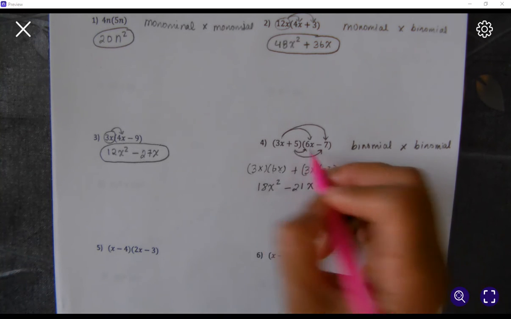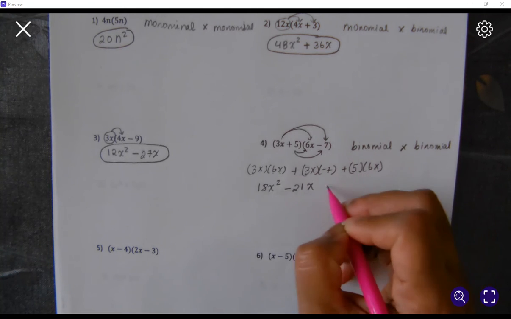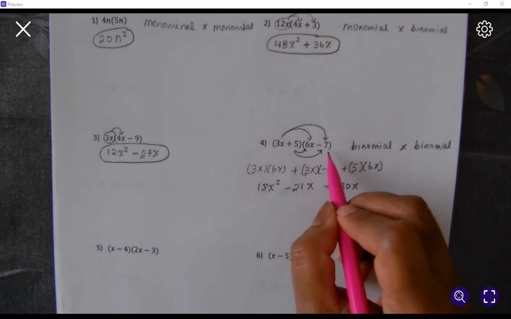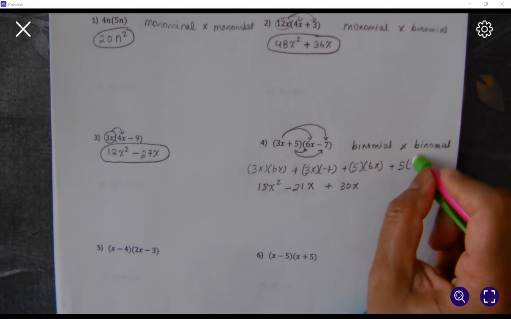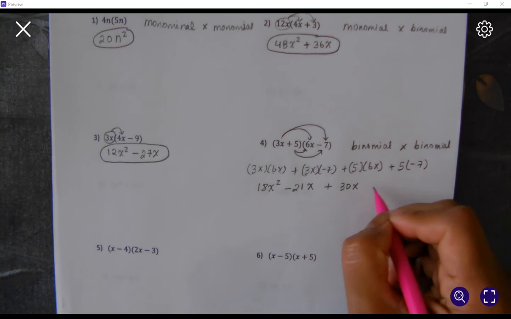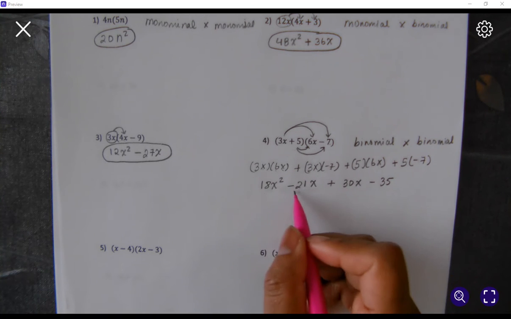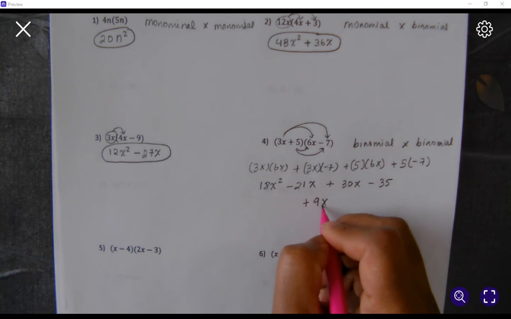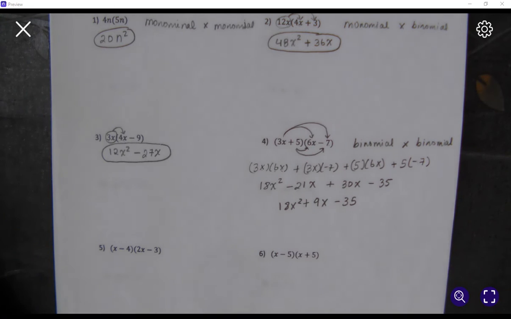Then you have 5 times 6x, which is 5 times 6 is 30, and then you have your x. And then you have 5 times negative 7, so this is negative 35. Now I have like terms here in the middle, so I'm going to combine those two. Negative 21 plus 30 is positive 9x. Then you bring down the negative 35, and you have 18x squared.